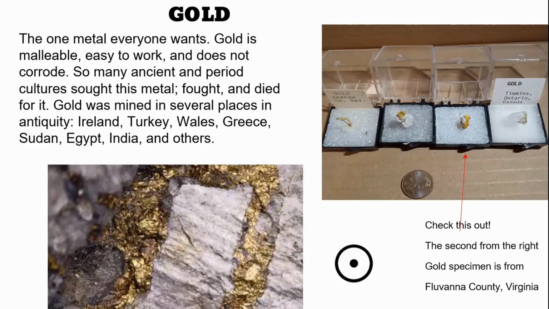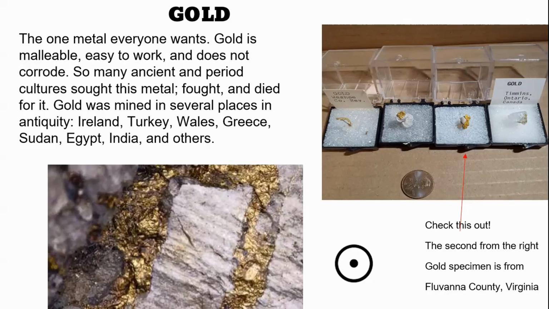So the second gold nugget on the right there is from Fluvanna County, Virginia. A friend of mine found that and actually analyzed it, and it ended up being, I think, 93% gold, about 3% silver, and then the other 4% was other stuff. But those are a couple of native gold specimens with a penny for size that I've got in my collection.